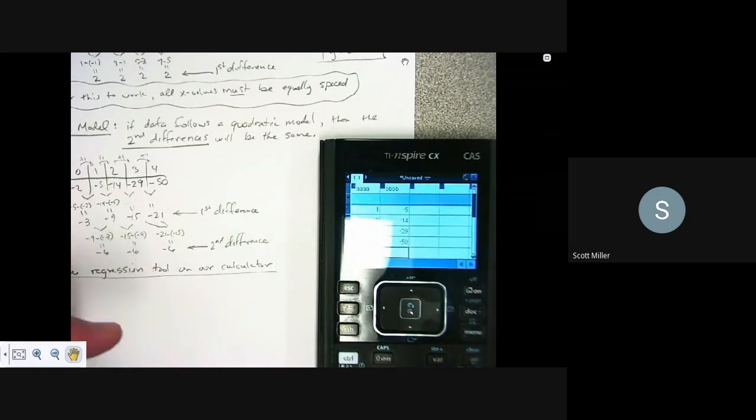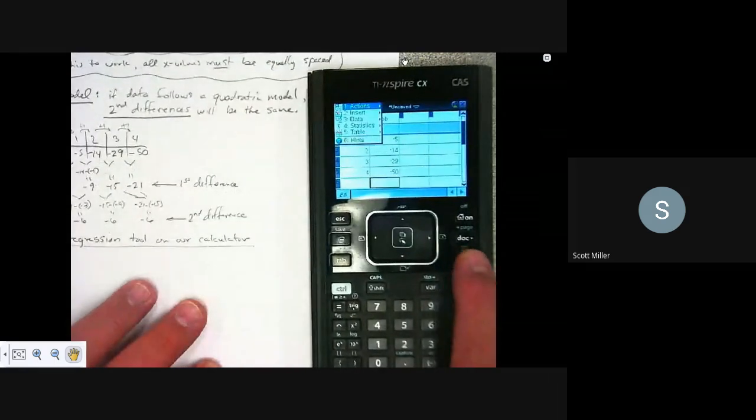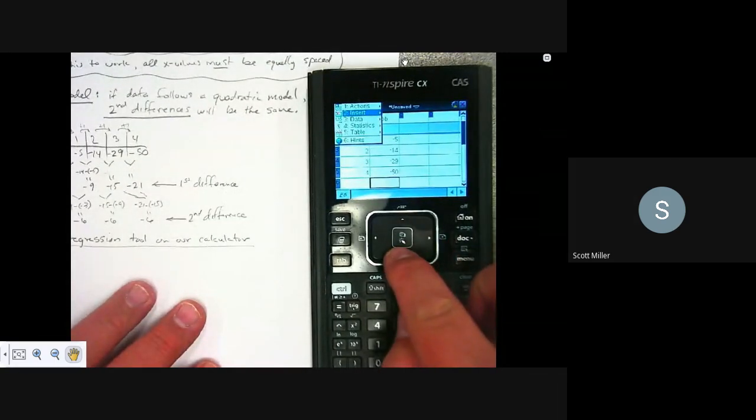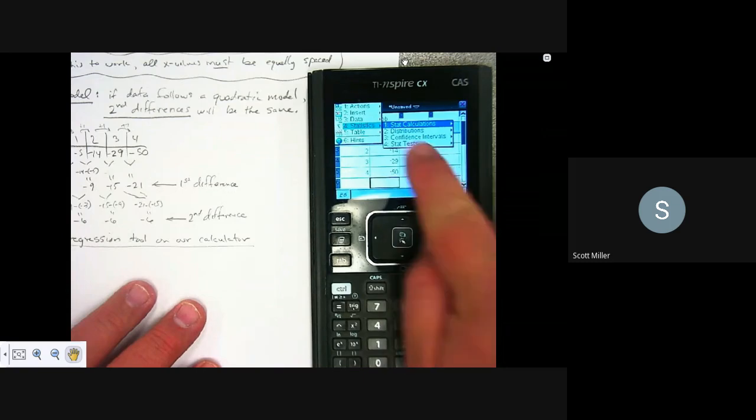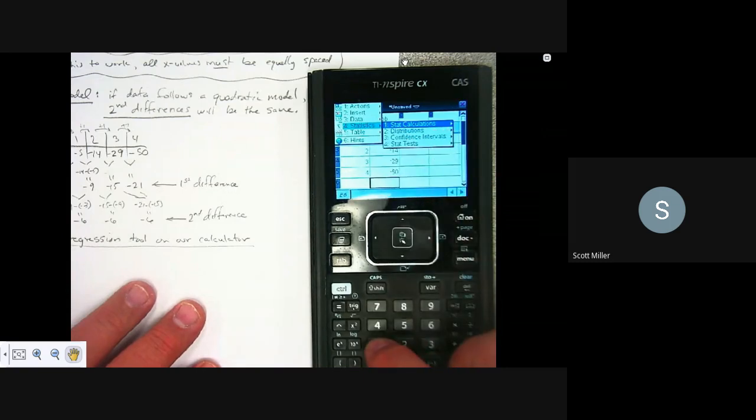All right, so all the data is in there. And then I can go to menu. You can't really see it. Let me put it up here so you can see. Go to menu. And we go down here to statistics. One stack calculations. So we're going to do number 1.